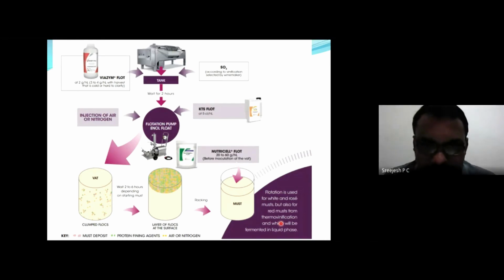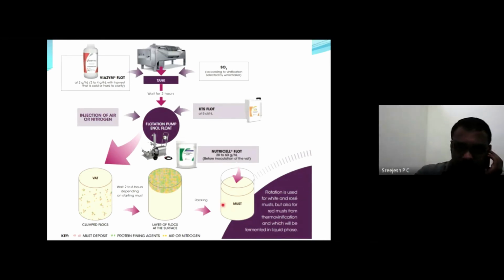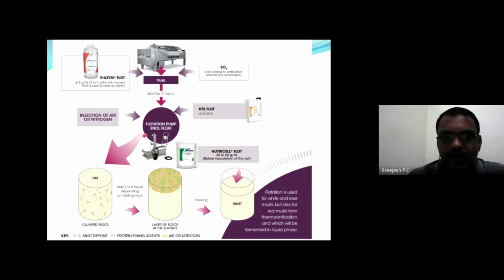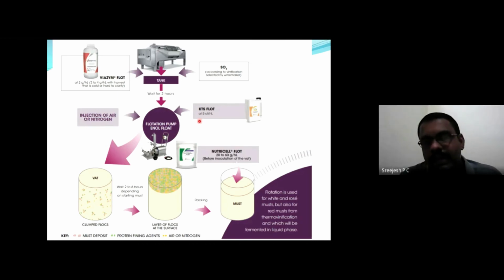This is a very interesting image taken from a website which talks about flotation in wine production, the clarification of grape juice. Here you can see they are using a flotation tank, and a pump which will be doing the flotation. Before the treatment, the grape juice will have pectin in it. The pectin increases the viscosity, so that is why it appears more viscous.